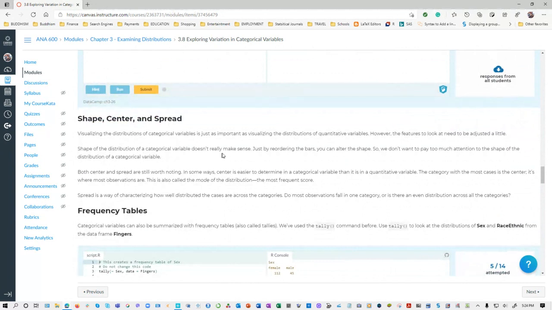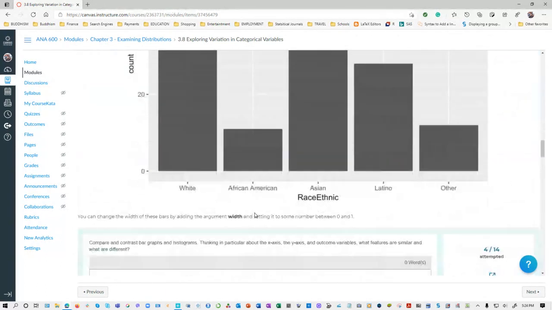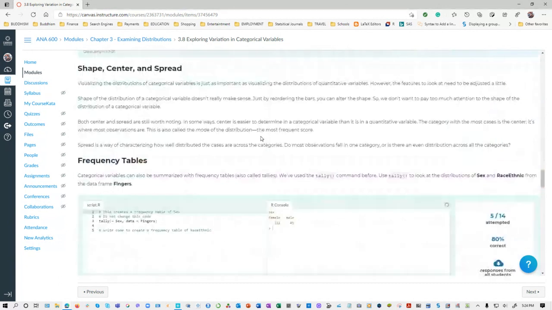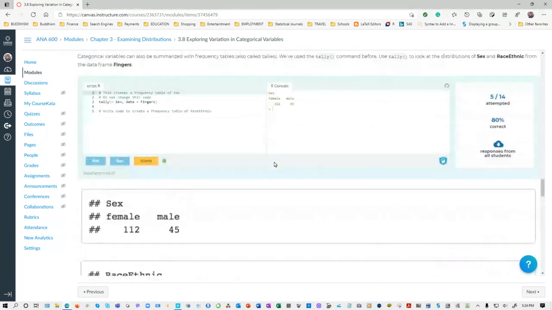The shape of the distribution of a category doesn't really make sense, because just by reordering the bars you can alter the shape. We don't want to pay too much attention to the shape, but the center and spread are still relevant. The peak value is very important. The mode, the one with the highest count, is called the mode, and sometimes you can utilize that. In addition, you can get the frequency table as well for categorical data.